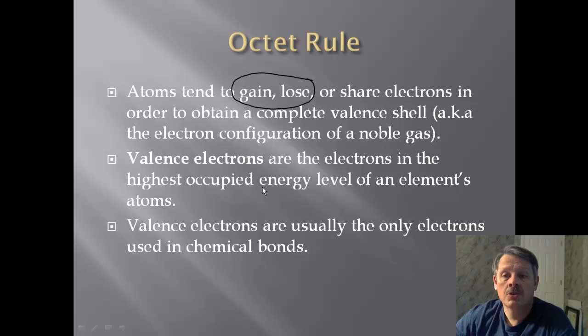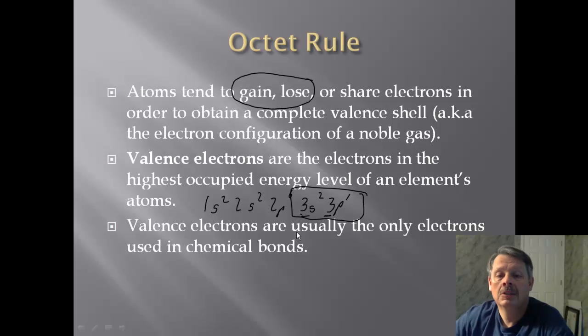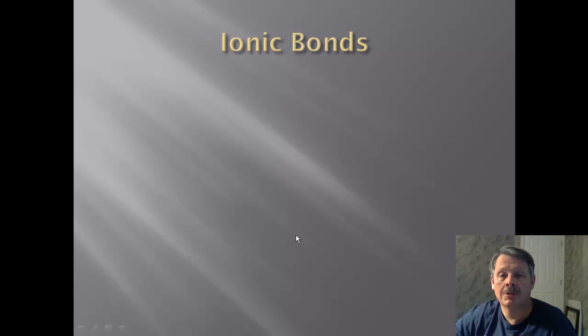Valence electrons are the electrons in the highest occupied energy level of an element's atom. So remember, if we have something that's 1s2, 2s2, 2p6, 3s2, 3p1, the only electrons we care about are these, because they're at the highest principal energy level. That's what these threes mean. Okay? And usually valence electrons are the only ones that are used in chemical bonds, because they're the ones that are on the outside of the atom. So that's what we're going to focus on.